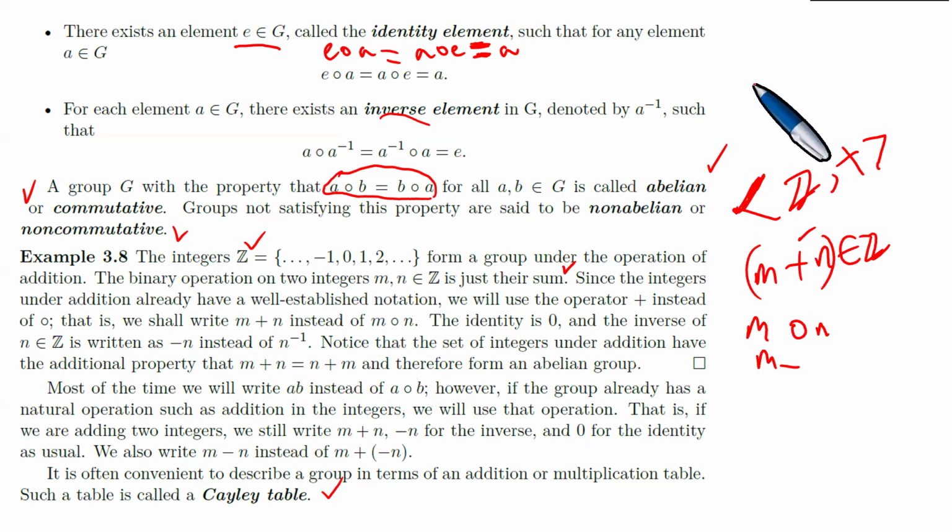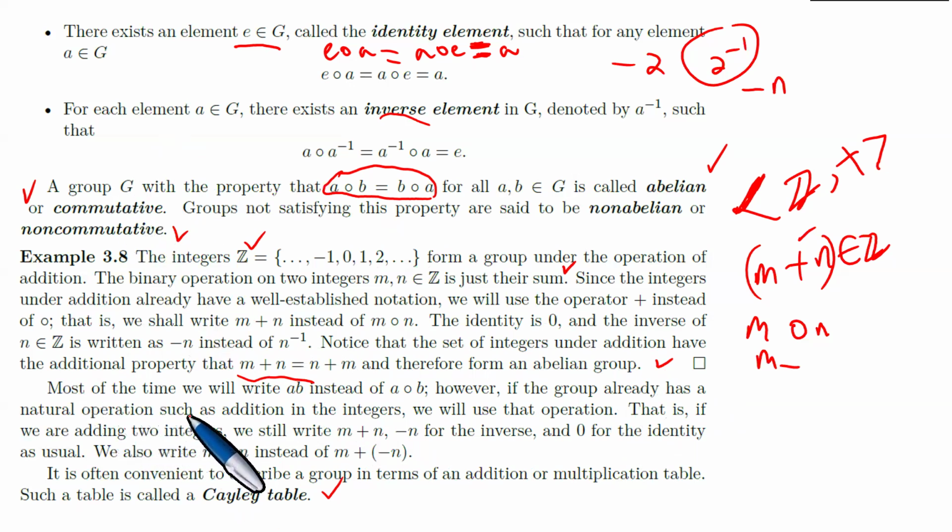So in other words, obviously for the integers, we know that this is a negative number under addition, so we don't even write the multiplicative inverse for it. We understand the integers better. Note that the set of integers under addition has the additional property that m plus n is n plus m, and therefore forms an abelian group, or what you call a commutative group.